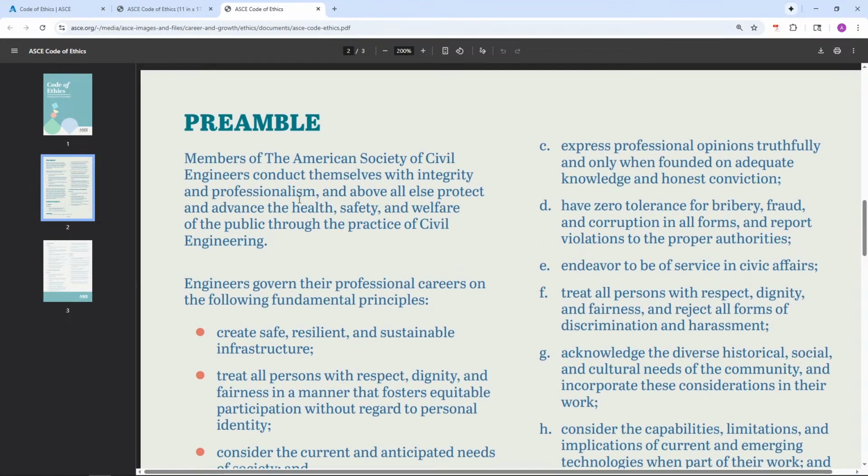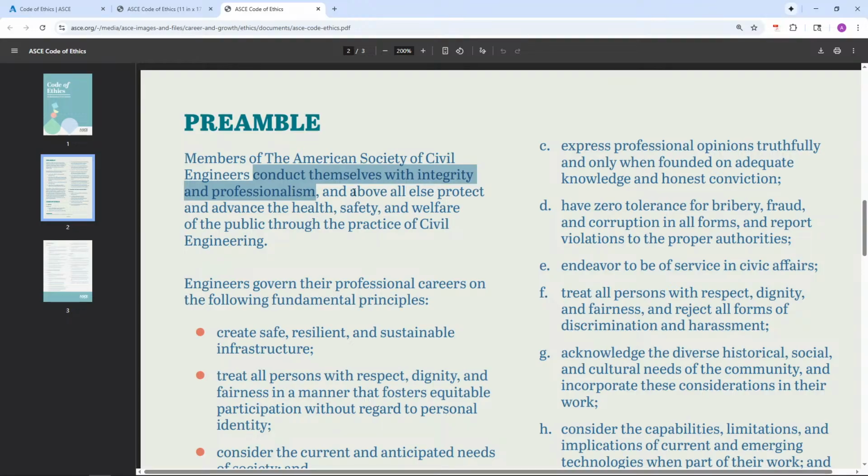So here: members of the American Society of Civil Engineers conduct themselves with integrity and professionalism, and above all else, protect and advance the health, safety, and welfare of the public through the practice of civil engineering. Is this micro or macro ethics? That's macro ethics. Let's read it carefully. Engineers conduct themselves with integrity and professionalism. This is micro ethics: I'm an honest, decent, civilized person. A nice person, not a jerk.